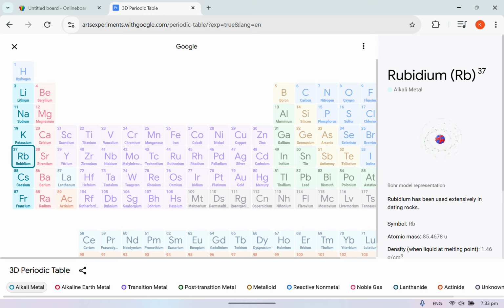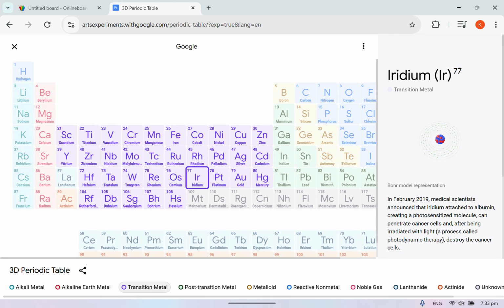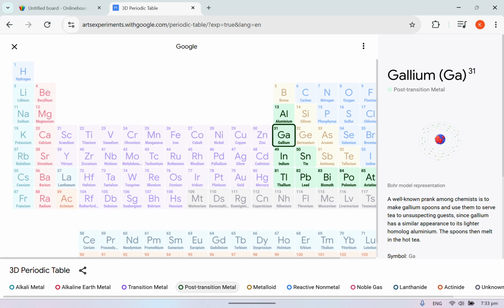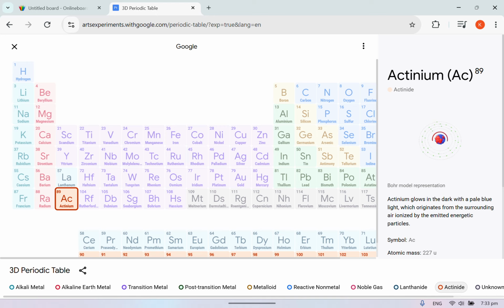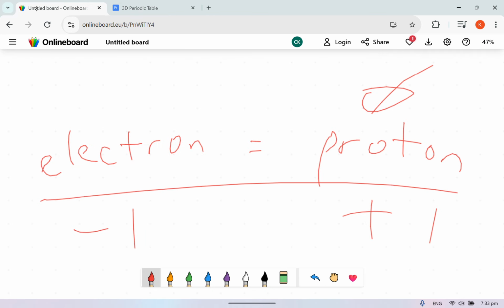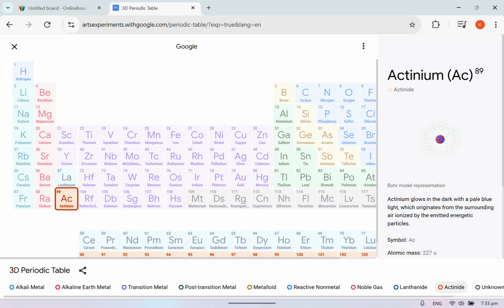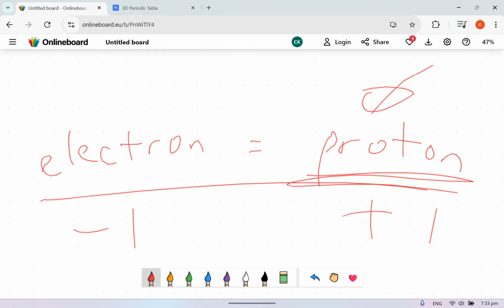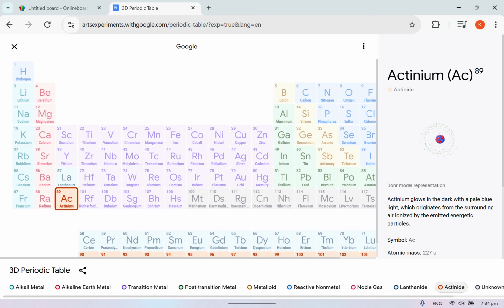So, very simple. The atomic number is how many protons there are. What's the atomic number? This number over here. Iridium, 77. Lead, 82. Gallium, 31. Actinium, 89. For example, if I have actinium and I ask you how many protons does actinium have, you can straight away tell me, 89 protons, because it corresponds to the atomic number. And how many protons is the same as how many electrons. So in this case, also 89 electrons.